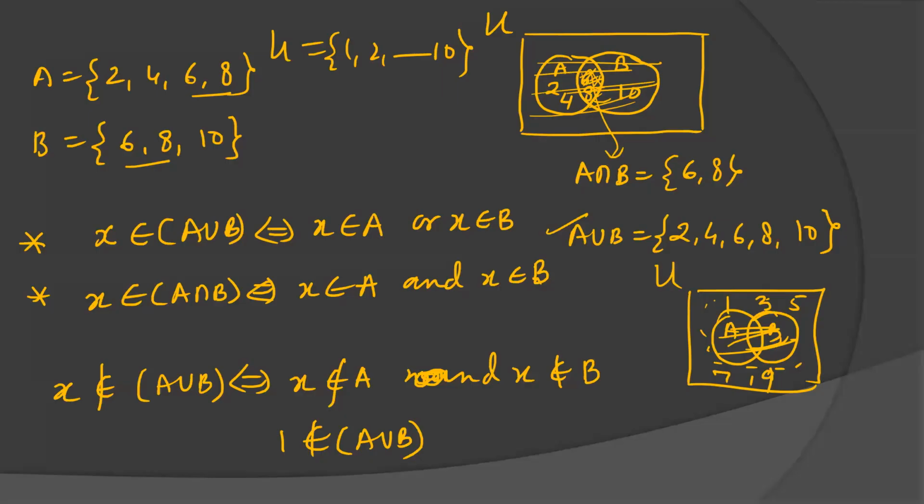So 1 is not belonging to A union B. We can see that 1 is not belonging to A and 1 is also not belonging to B. It means if any element is not in A union B, it will not be in A and not be in B.